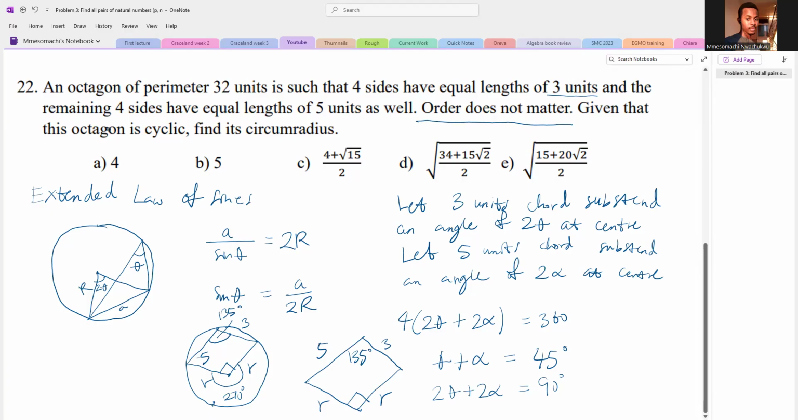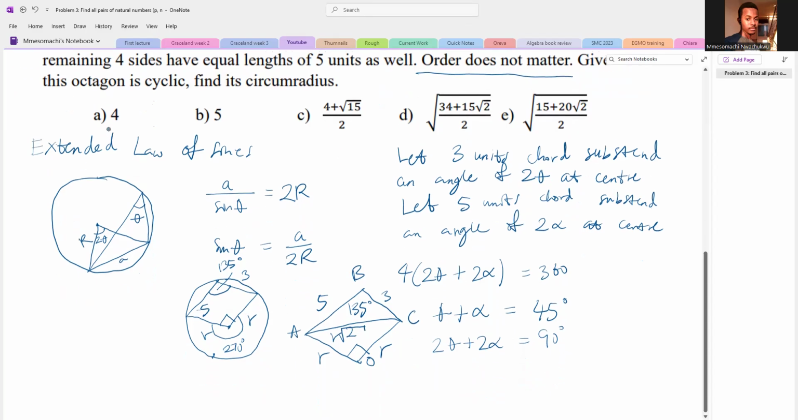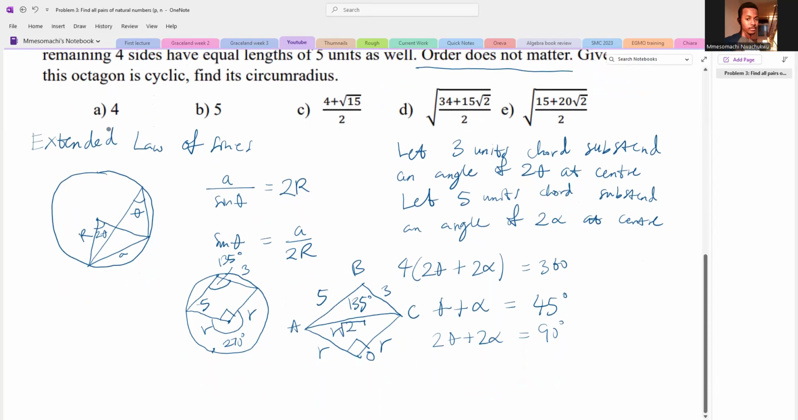So we can use Pythagoras theorem to get this diagonal in this quadrilateral. This here is the center of the circle O. Let me call this A, B, C. So this diagonal AC is going to be R root 2 by Pythagoras theorem. I don't need to spend much time on that. Now we can apply the cosine rule to triangle ABC. So we have R root 2 all squared equals 5 squared plus 3 squared minus 2 into 5 times 3 cosine 135 degrees.